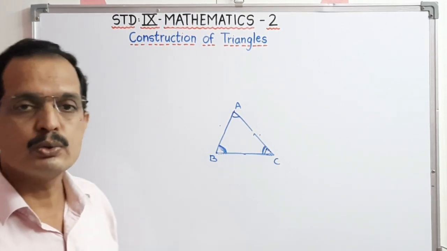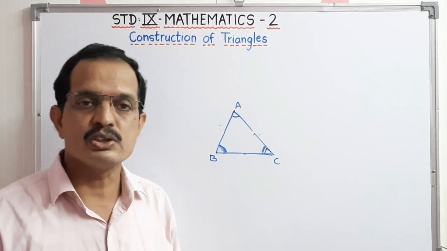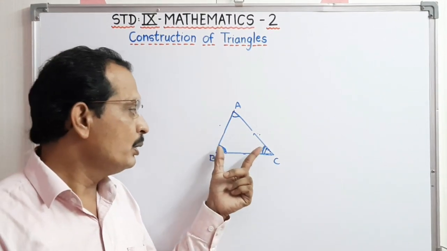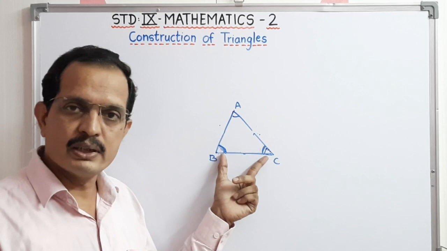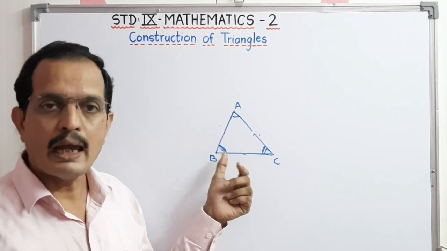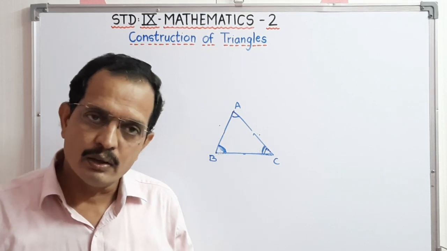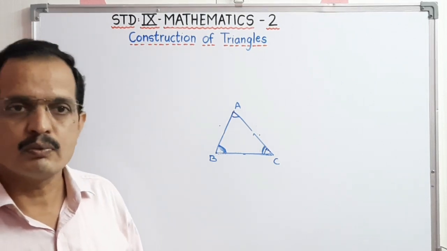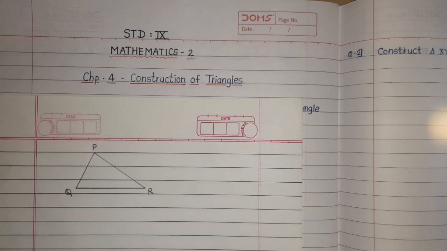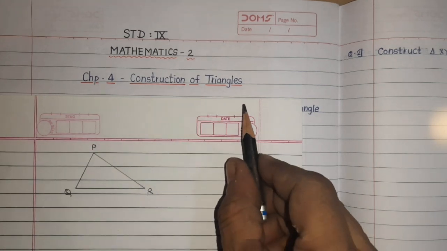And now we have to start with the first part of the construction of a triangle, when the base, one base angle and the sum of the remaining 2 sides are given. We have to start with practice set 4.1. Dear students, today we start with chapter number 4, construction of triangles.